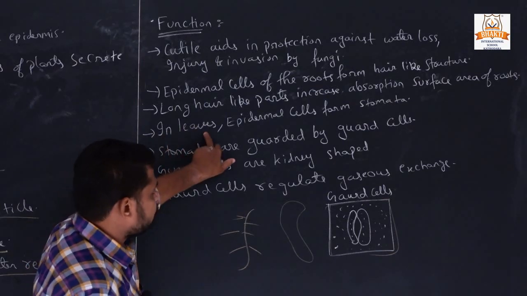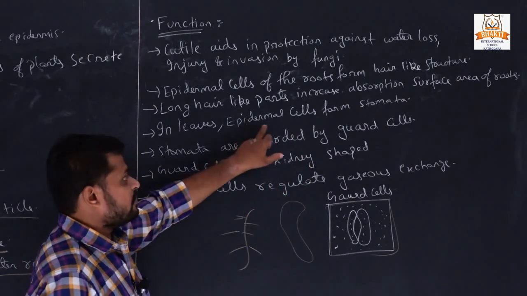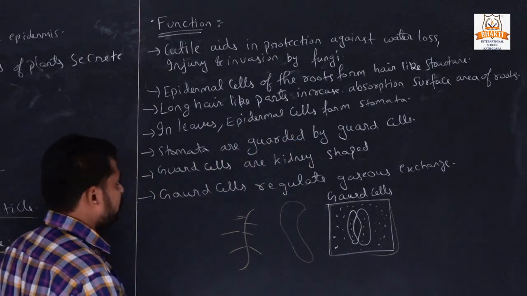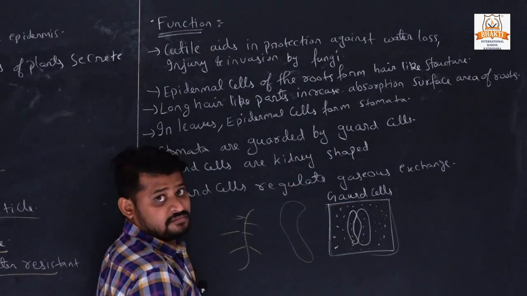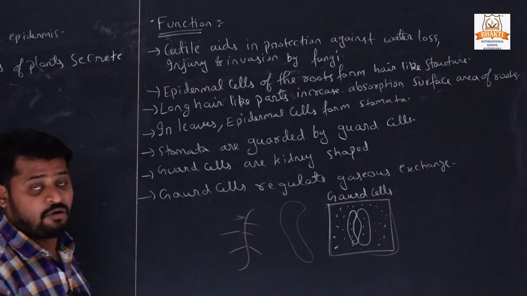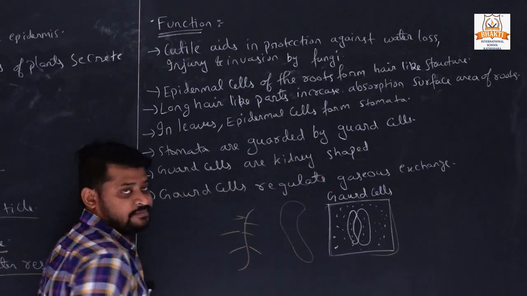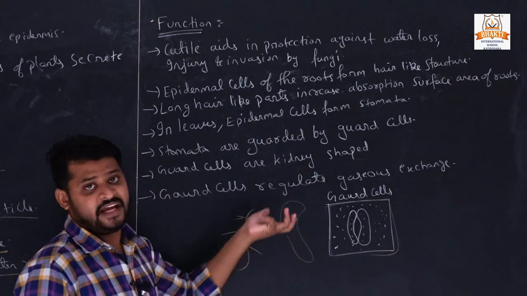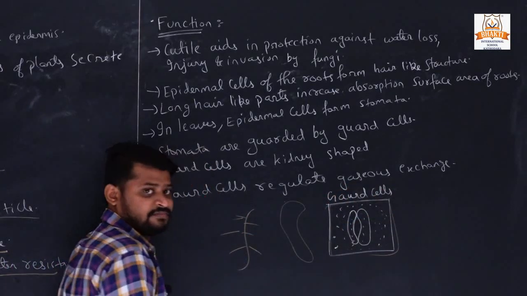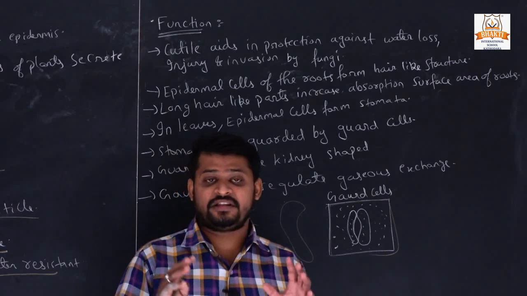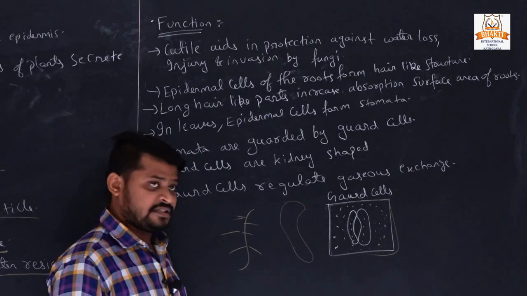So in leaves, epidermal cells form stomata. Where the cuticle is not found, stomata are guarded by guard cells. This is our guard cell, which controls the opening and closing of the stomata. Guard cells are kidney shaped. How do they look? They look kidney shaped. Guard cells regulate gaseous exchange, meaning they continuously regulate it according to the requirement.